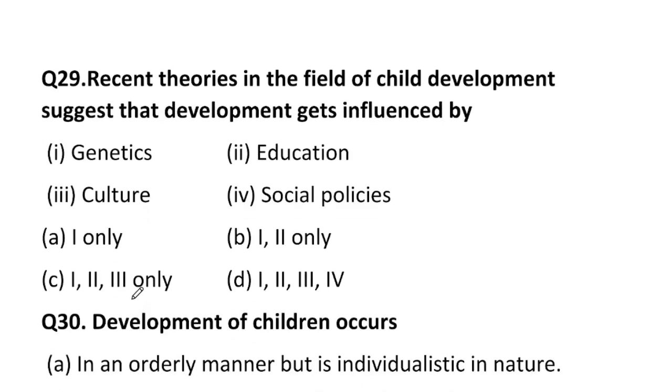Recent theories in the field of child development suggest that development gets influenced by genetics, education, culture, social policies. Genetics is responsible for development, education is also responsible, culture also and social policy also. So the answer will be option number D, I, II, III and IV.